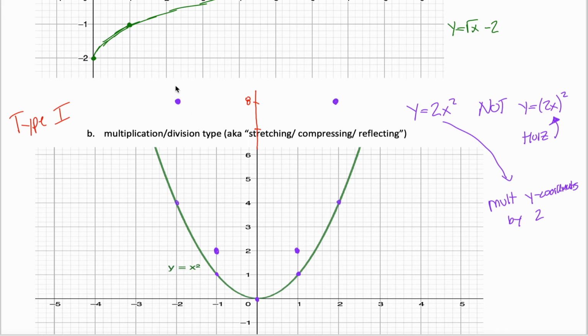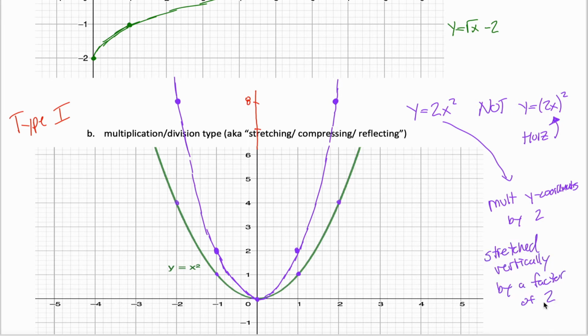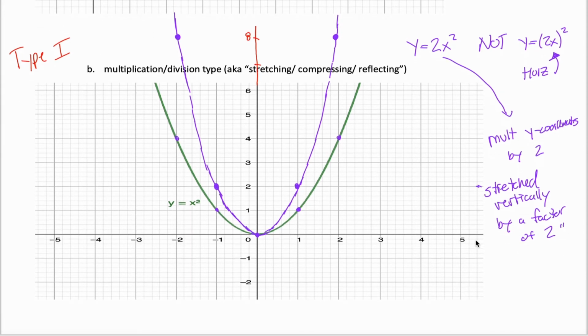If I connect these new purple dots with something that has roughly the same shape as what I see in green here, I end up with the transformed graph. Most books would tell you that what you just did is you stretched this graph vertically by a factor of 2, but I'm going to argue that it's better to think about it as I multiplied all the old y coordinates by 2. And you probably still don't see the advantage of thinking about it this way instead of this way, but I think with my next example, I'll finally be able to illustrate that.